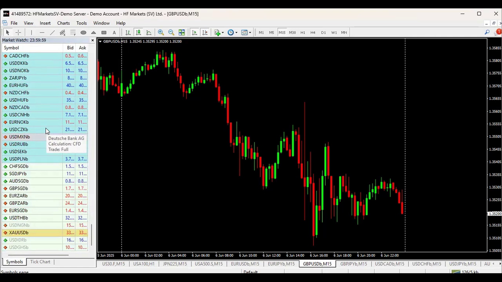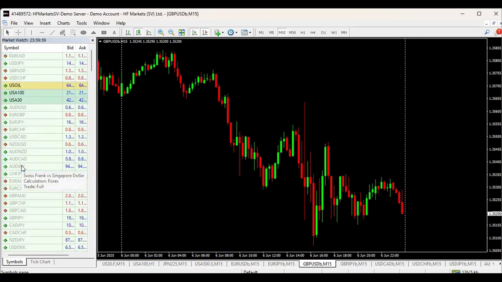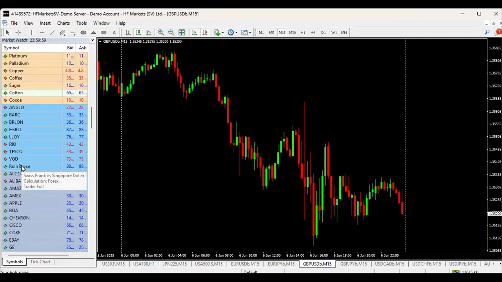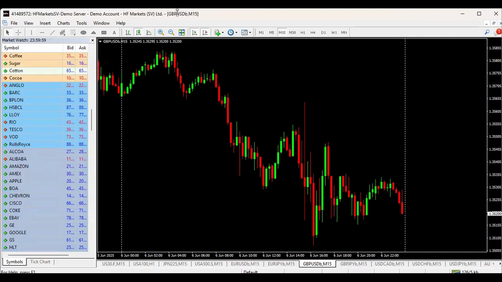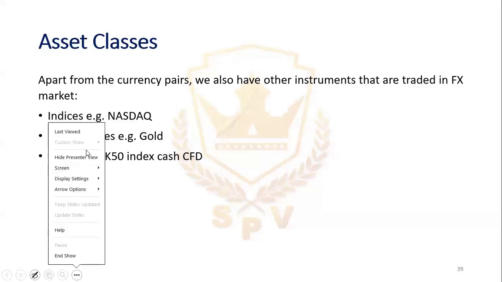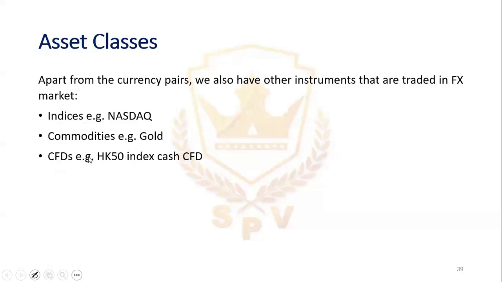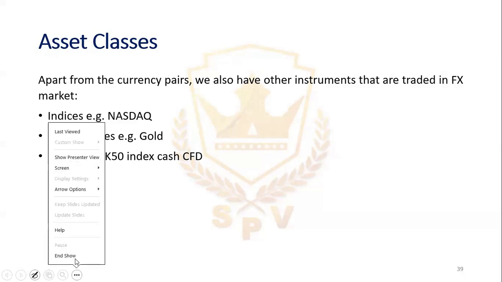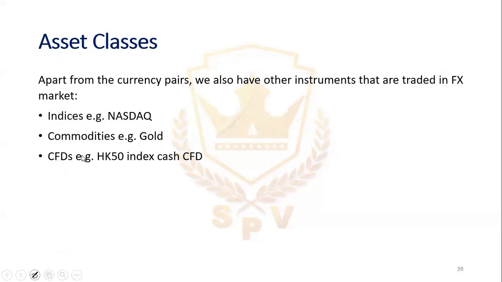So we have other asset classes that we can trade in this market. What are those asset classes? That is what we are going to learn in this section. We have what we call indices, we have commodities, and we also have the CFDs.